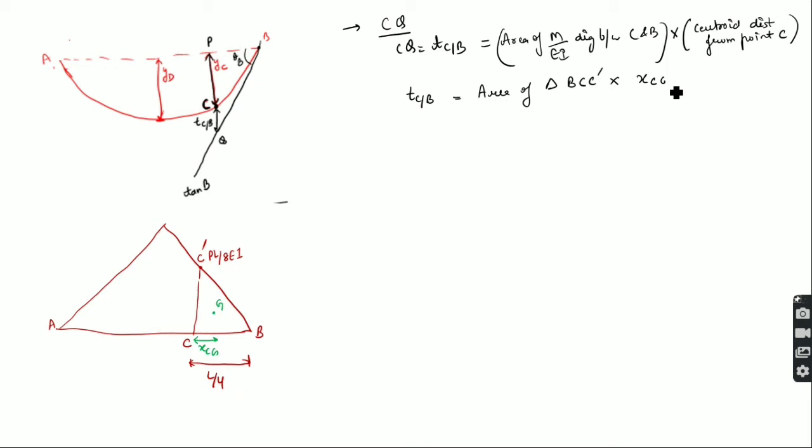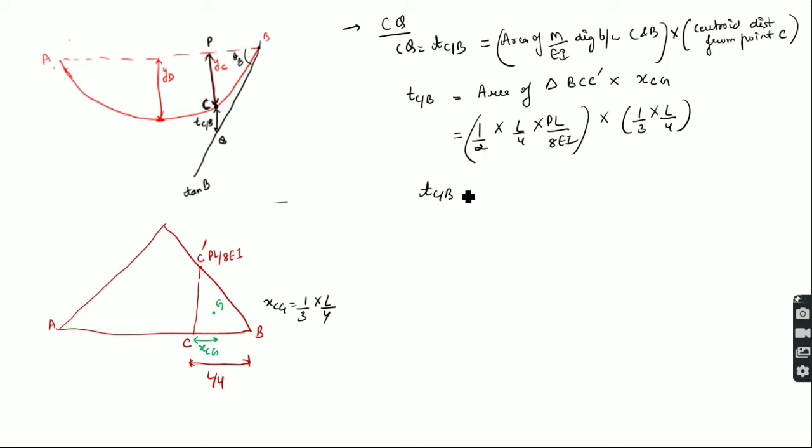So what will be XCG? XCG will be, in the triangle, 1/3 of the base. So it will be 1/3 of L by 4. XCG will be 1/3 of L by 4. So area of triangle will be half into L by 4 into PL by 8 EI into XCG, which is 1/3 of L by 4. Okay, so after solving this, we will get TCB as PL cubed upon 768 EI. So this TCB is CQ, so I can write that CQ is PL cubed by 768 EI.